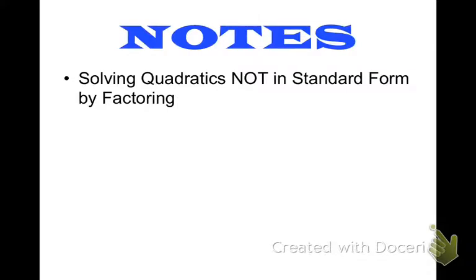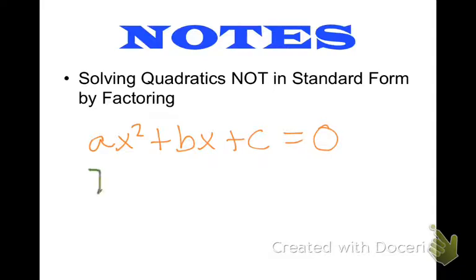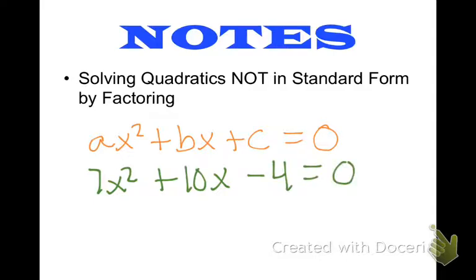So remember, our quadratic is any equation that has this form, ax squared plus bx plus c equals 0. Remember, the quadratic comes from 2 being the highest power. So an example of that would be like 7x squared plus 10x minus 4 equals 0. So this is a quadratic equation, but today we're going to be looking at the ones that are not in standard form.